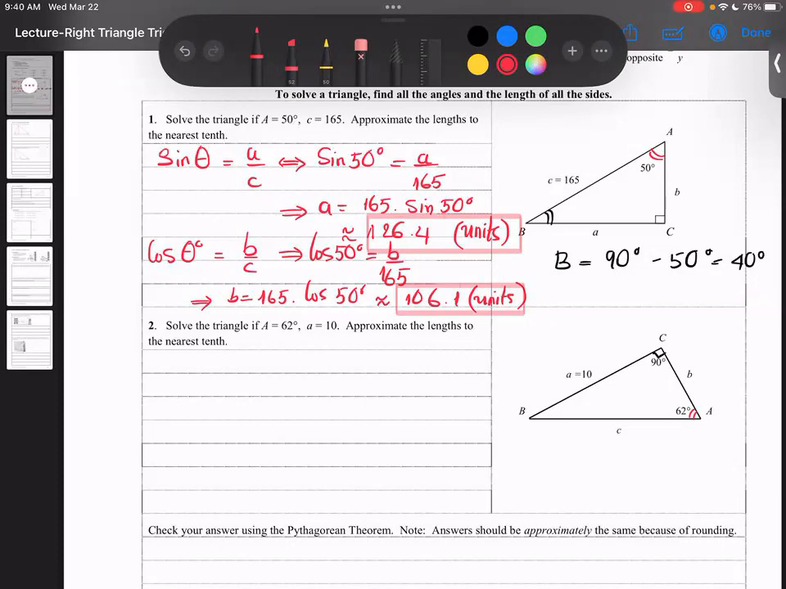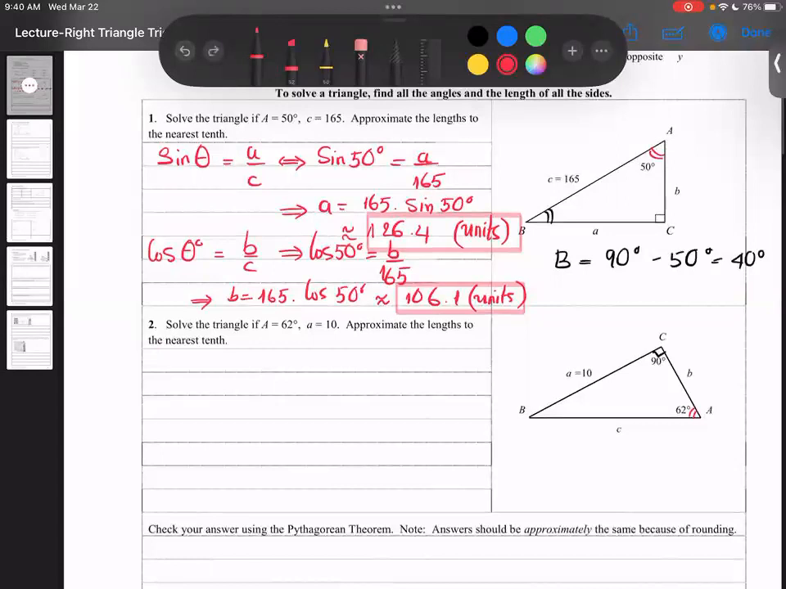That's how math works. So sine of theta equals opposite, which is A, divided by hypotenuse, which is C. So sine of 62 degrees equals 10 divided by C. C equals 10 divided by sine of 62 degrees, which is 11.3 units.